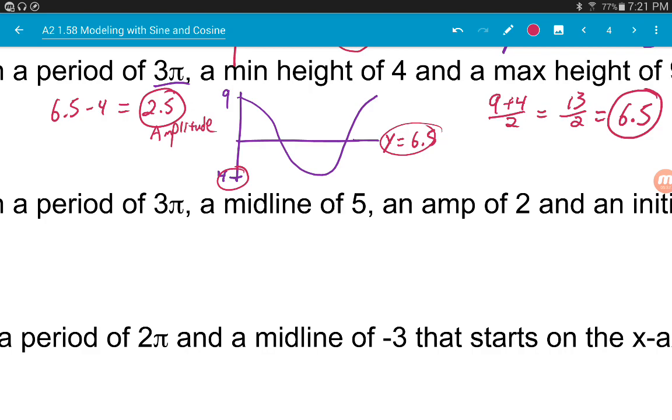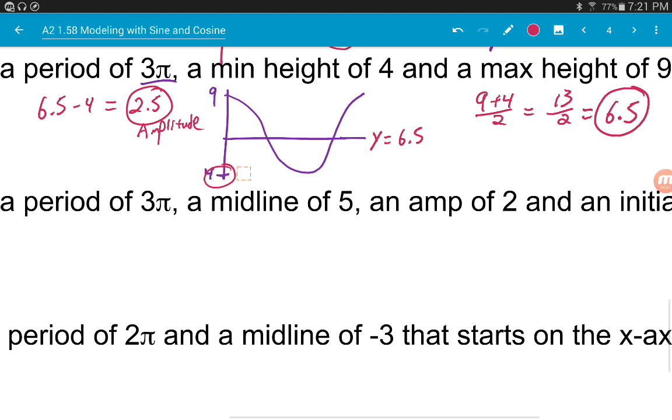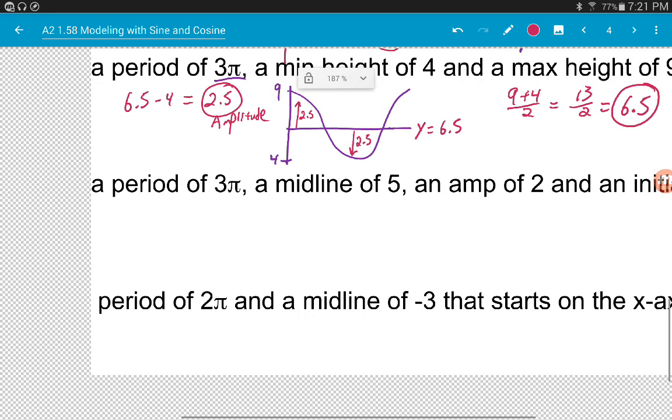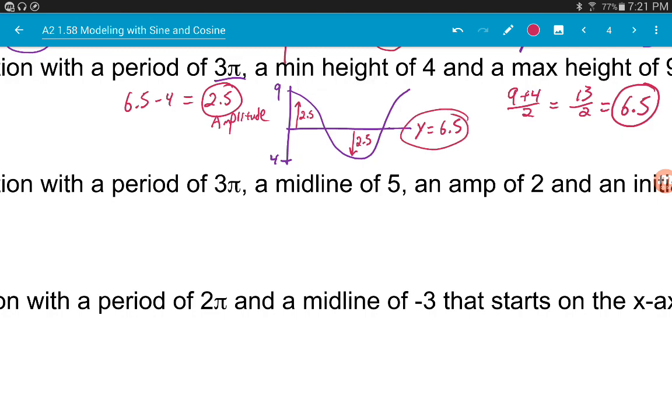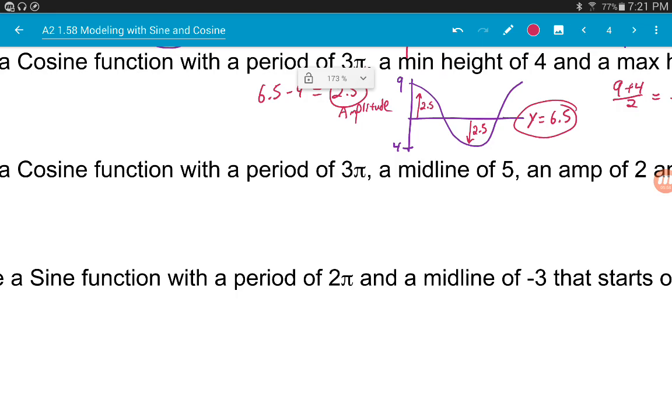I can check it. If I take 6.5 and I add 2.5, I get 9. If I subtract 2.5, I get 4. Okay, so that works. So I have my midline. I have my amplitude. Now I just need the period.